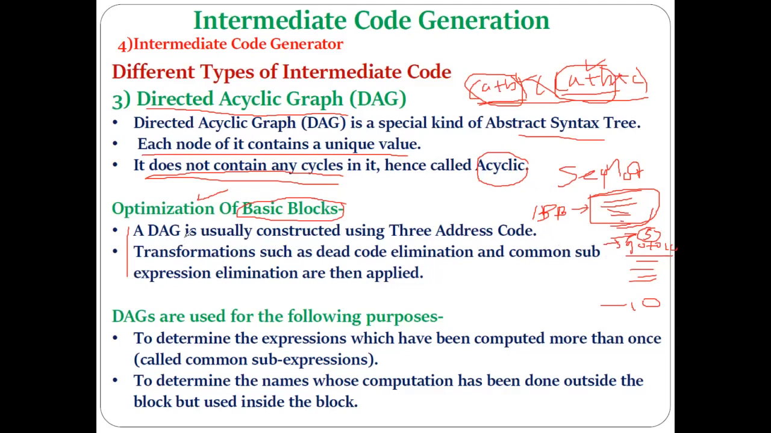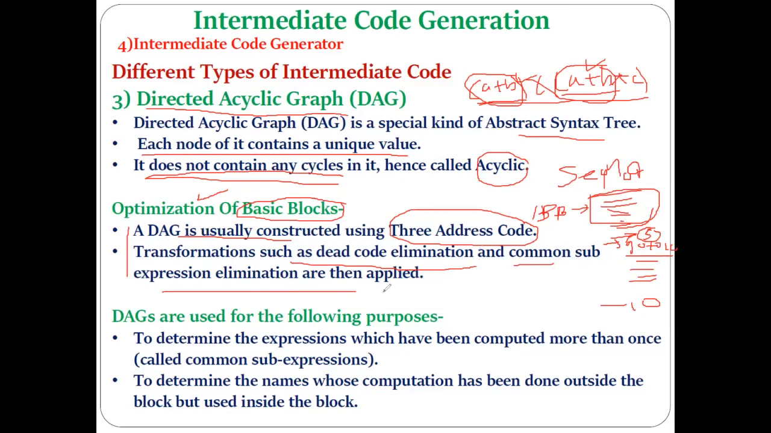How it can be advantageous, that we'll see. So how is the DAG constructed? The DAG is constructed using the three address code. That means you have to take the help of three address code, one type of intermediate code, to construct the DAG. How it is done, that we'll see. One of the important purposes for which the DAG is utilized is dead code elimination. DAG can be utilized, or in common subexpression elimination also, the DAG is utilized.